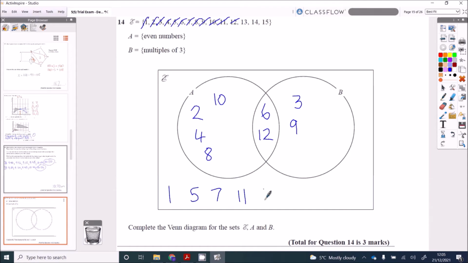13 is neither. 14 is even. And 15 is a multiple of 3. So just double check, have you got all your numbers? 1, 2, 3, 4, 5, 6, 7, 8, 9, 10, 11, 12, 13. Yep, so every number's been placed somewhere, 14 and 15.